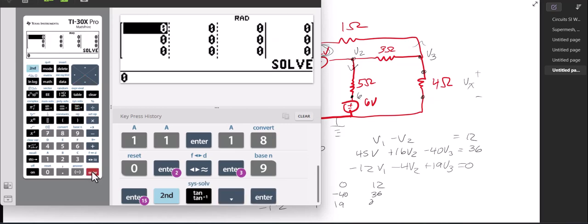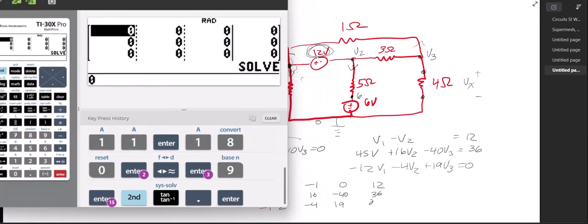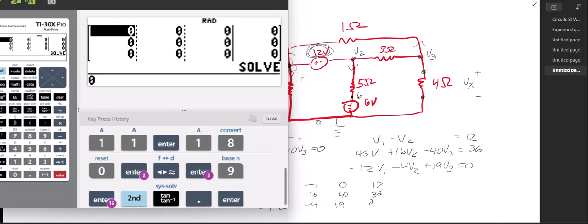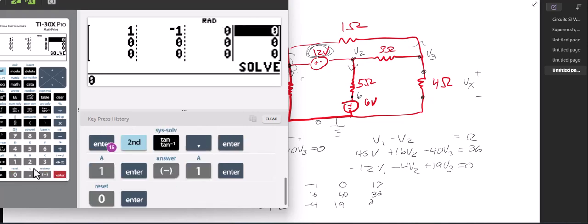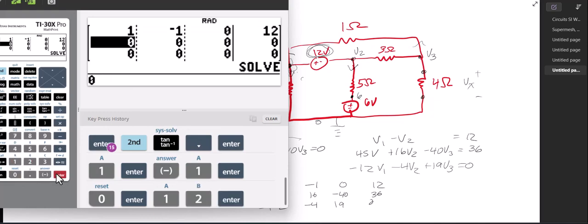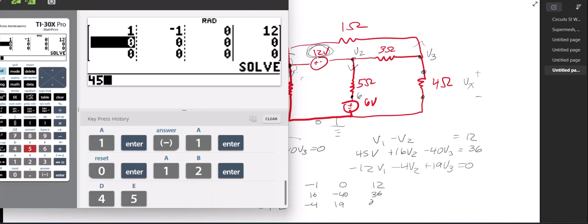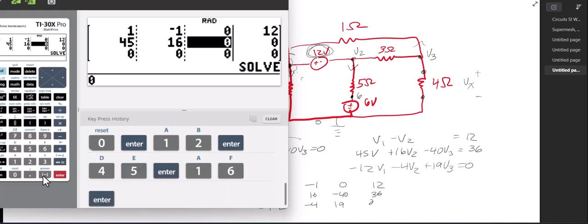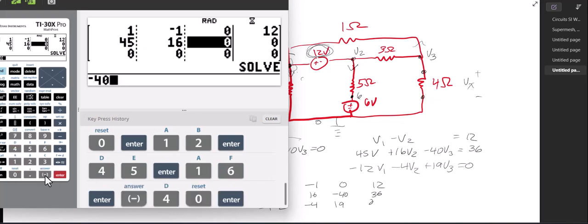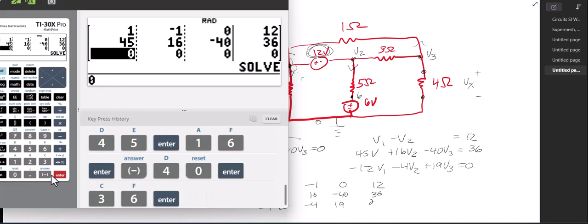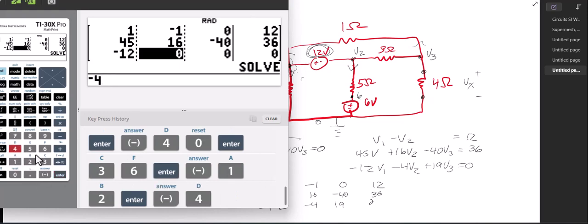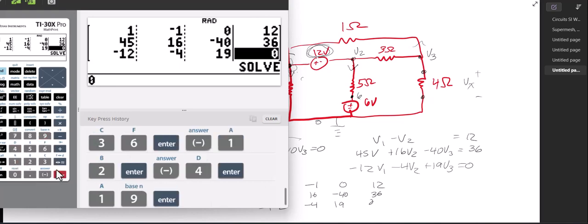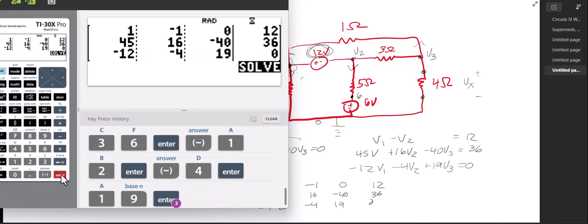So I've got a 3 by 3, and it was 1, minus 1, 0, 12. And the second one was 45, 16, negative 40, and 36. And the last one was negative 12, negative 4, 19, and 0. Solve.